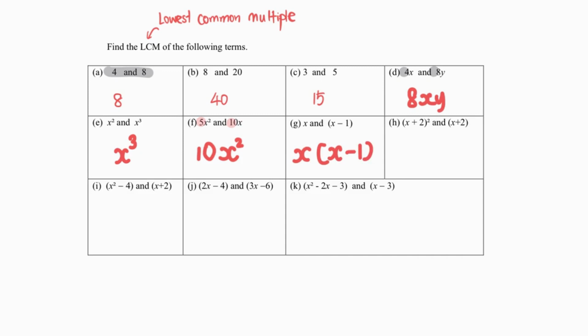And given x plus 2 bracket square and x plus 2, do take note that x plus 2 bracket square is actually equals to x plus 2 times x plus 2. And since we already have 1 inside, x plus 2 bracket square will be the lowest common multiple, since x plus 2 is already one of the factors inside.